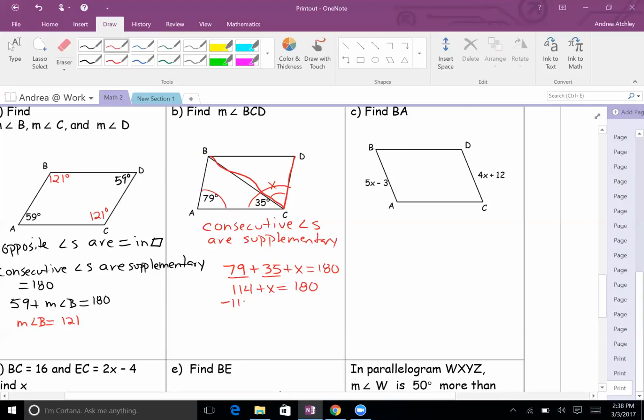I'm going to subtract the 114 and get x equals 66. 66 degrees. So the measure of angle B, CD, equals 66 degrees. Any questions over that? Okay, next one.